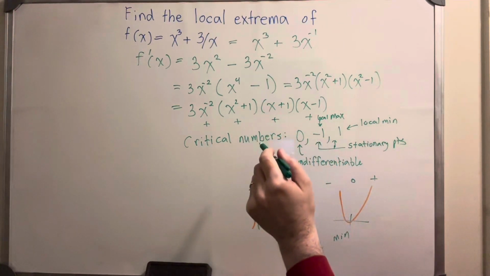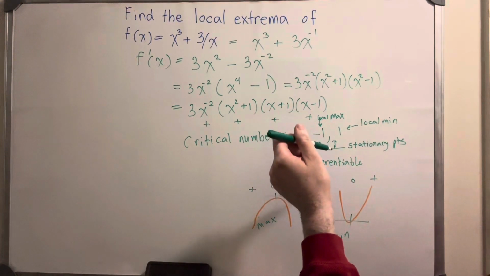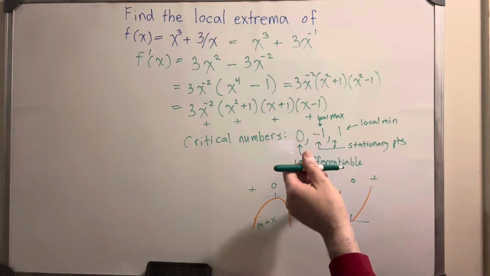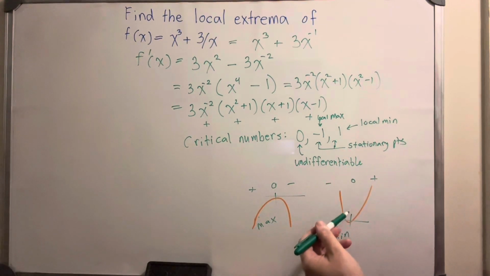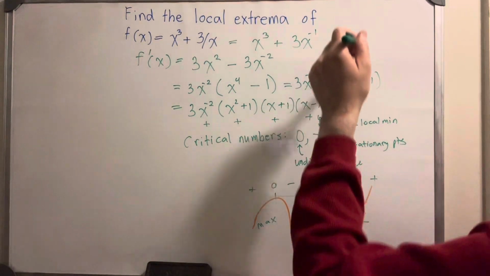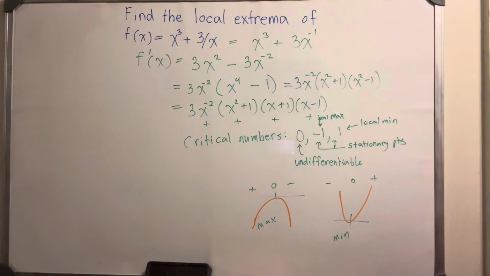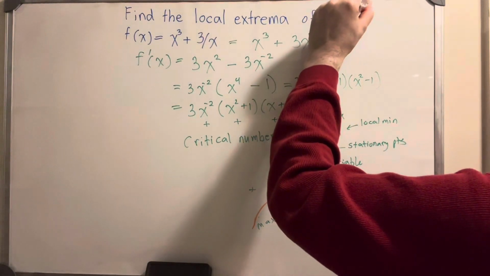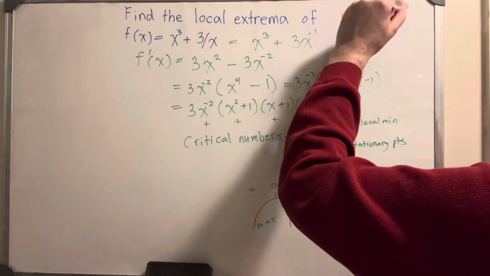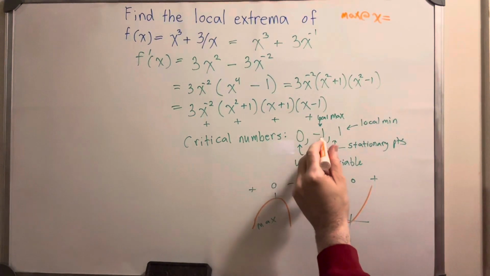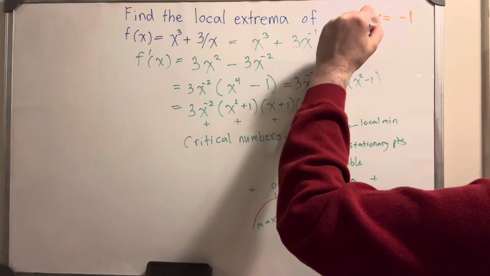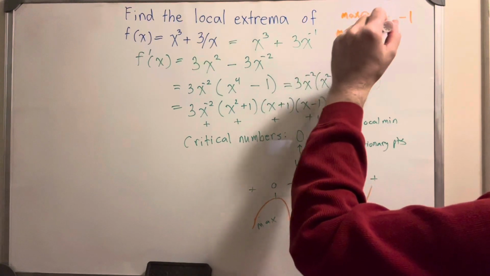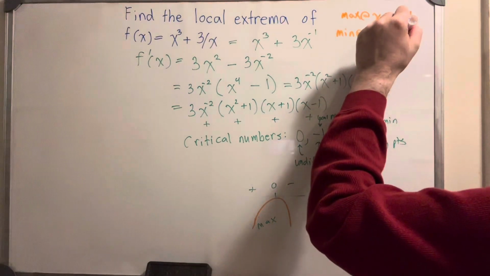So if the theory goes that you can only find local extrema at places where you have a critical number, and if you use the first derivative test as we did right here, we can say that we've got a max at x equals -1, and a min at x equals 1.